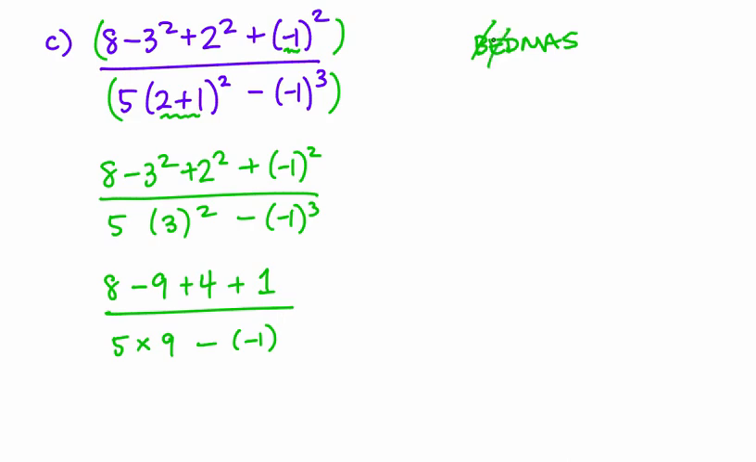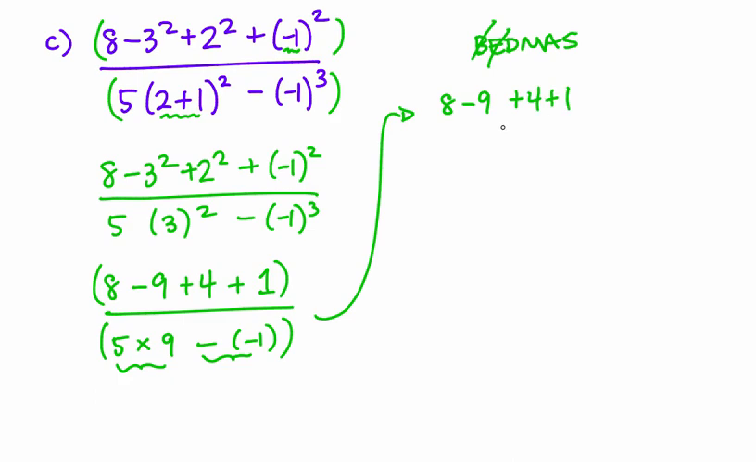Exponents are done. I now go on to division and multiplication. Of course, I'm treating this like brackets still on the top and on the bottom. So I don't do the division of the numerator by the denominator until I have finished what the numerator is worth and what the denominator is worth. And the only multiplication and division really are these parts right here and here. My numerator is 8 minus 9 plus 4 plus 1. That's all adding and subtracting. My denominator is 45 plus 1. So division and multiplication are essentially done. I go to adding and subtracting. 8 take away 9 is negative 1, plus 1 is 0, plus 4 is 4, and on the bottom is 46.